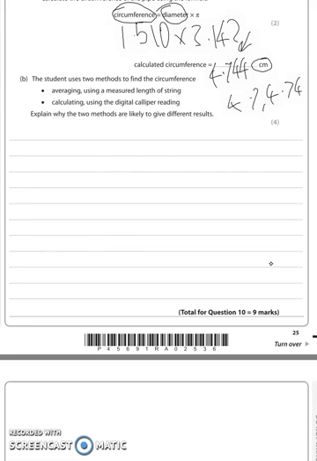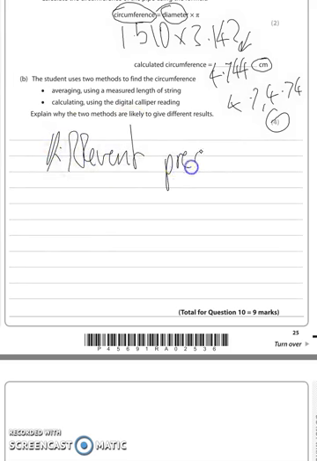The student uses two methods to find the circumference. They averaged it using a measured length of string, and they calculated it using a digital caliper. Explain why the two methods are likely to give different results. There's lots and lots of things here you could have said for 4 marks, but you could have said there is different precision of the two. Now, if they're asking explain why the two methods are likely to give different results, what they're asking you to do is compare the two of them.